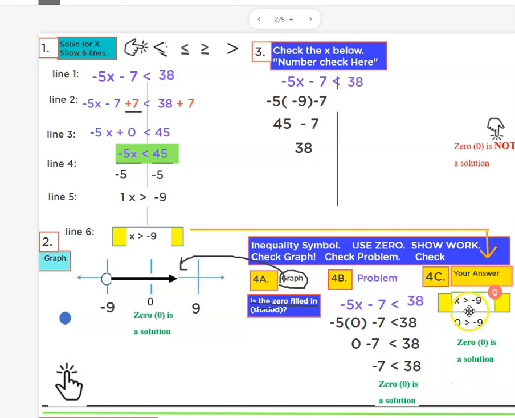If 0 is a solution in your answer, 0 should be a solution in the original problem, and 0 should be shaded in. So all three of these match, which means you have the right answer. Remember, if the number answer is not right first, sometimes this will not match. So make sure that we have the right number first.